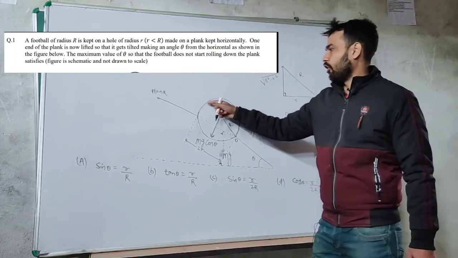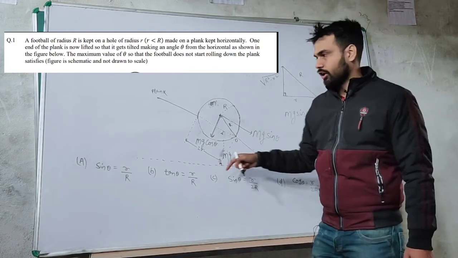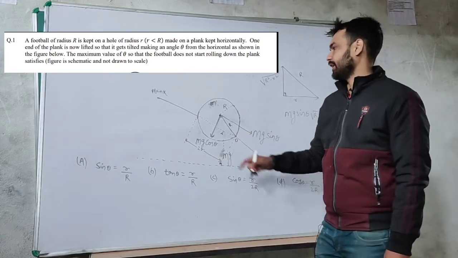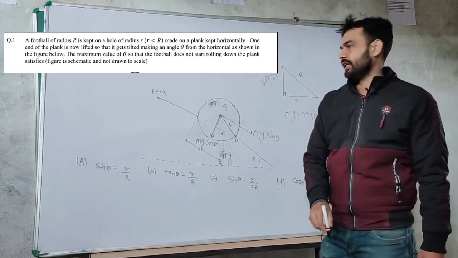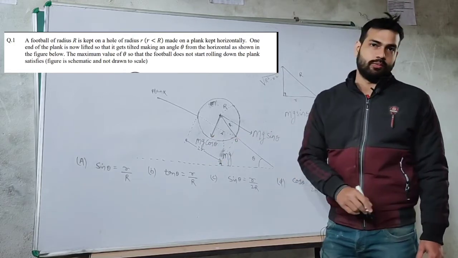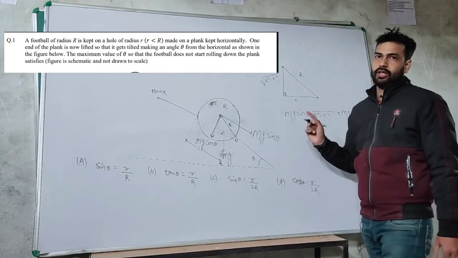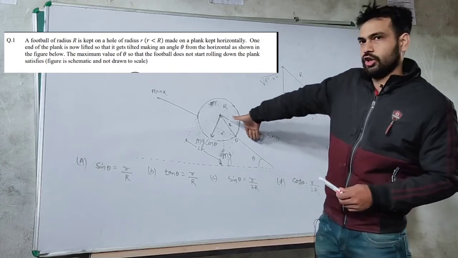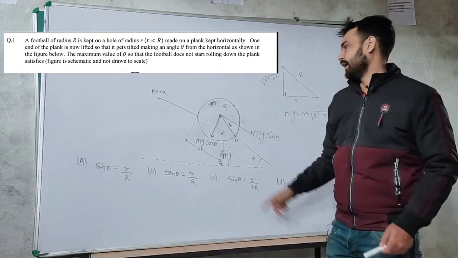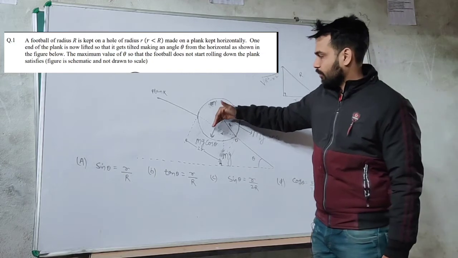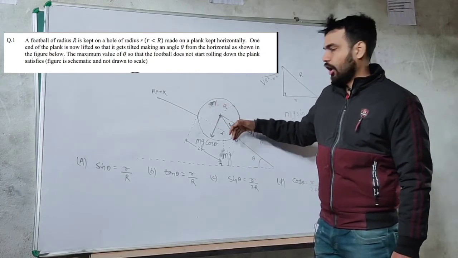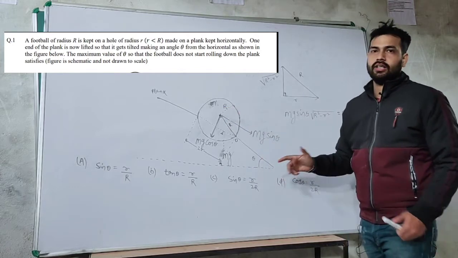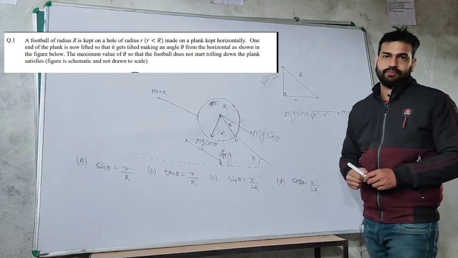For the football to not roll down the plane, the torque produced by mg sin theta must be counterbalanced by the torque produced by mg cos theta at point O. Both torques should be equal but in opposite directions. By direction we can observe that one torque is in the inward direction at point O and the other is in the outward direction. The values should be equal so that the football doesn't roll down the plane.